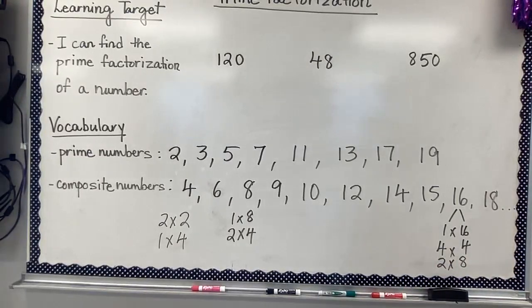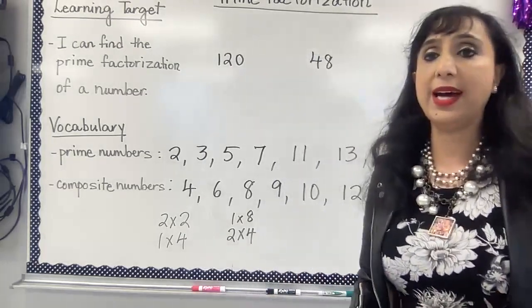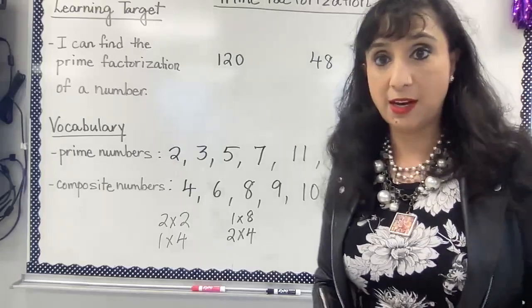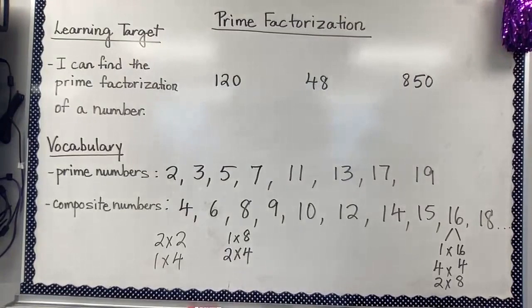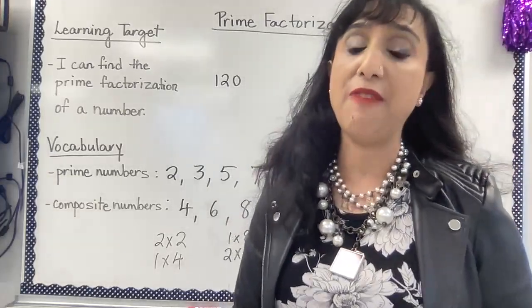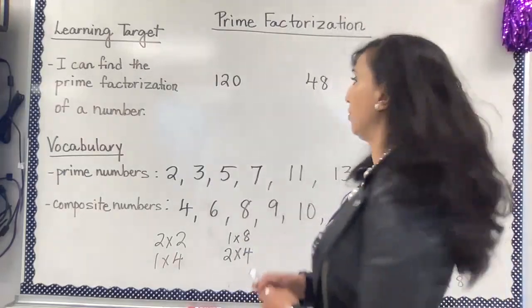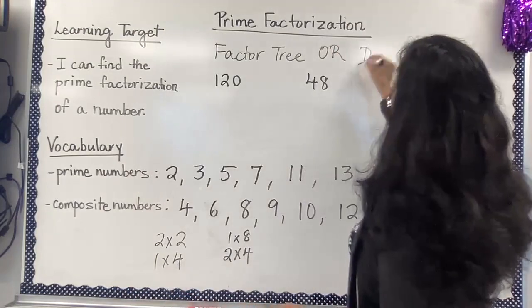Okay, so we are now going to talk about prime factorization. And prime factorization is also called the complete factorization of a composite number, and it is a way of expressing the composite number as a product of its prime numbers. So we are going to completely break it down to the prime numbers that it is comprised of. There are two different ways that we can actually do prime factorization. One is by using the factor tree, and the other is by using the division method.